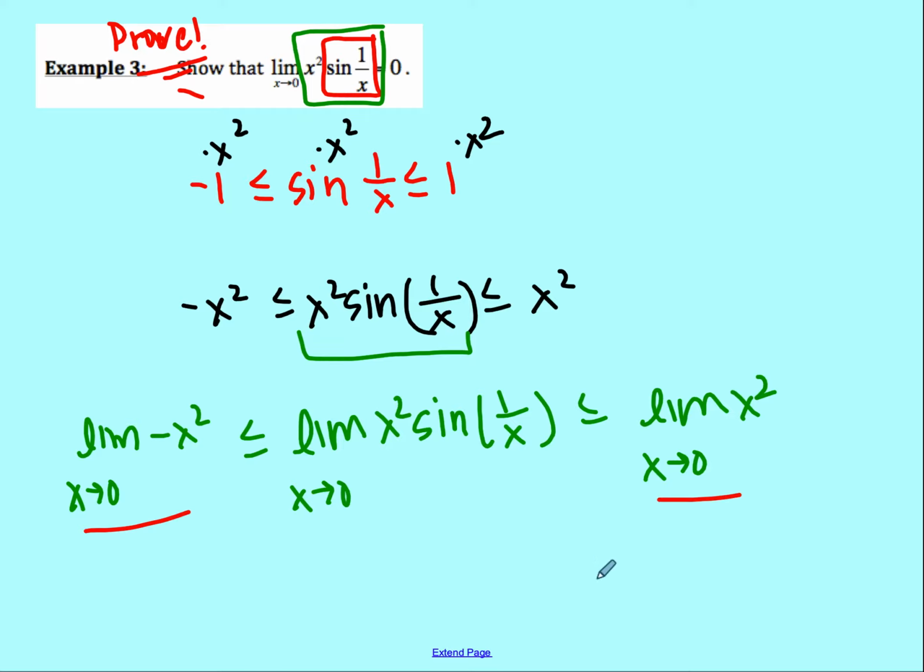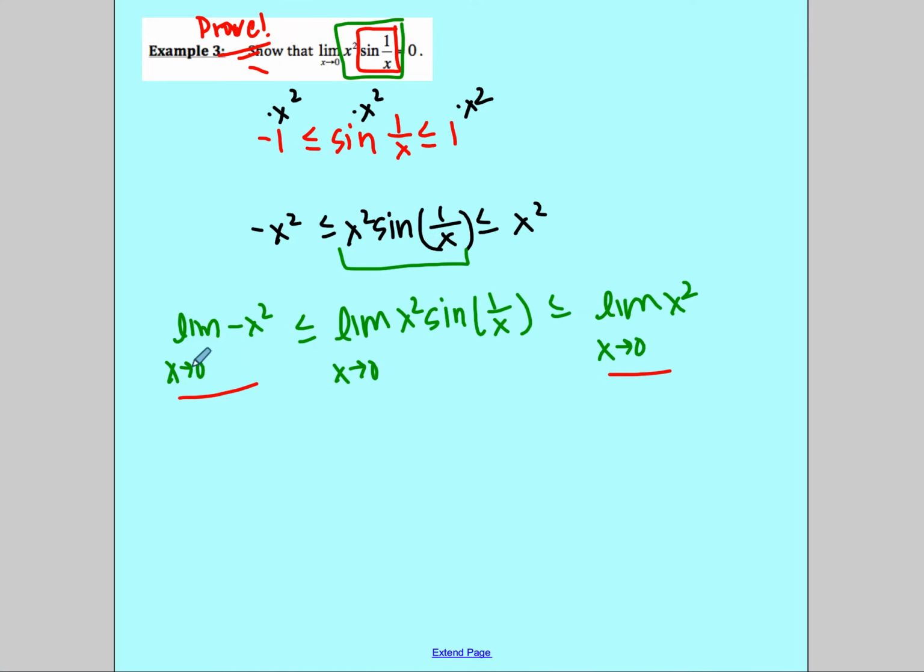Yes, I can. So what I would do is, if I plug in 0 here, I'd have 0 squared, which is 0. Negative 0 is nothing, so it's just 0. And then I would still have my middle part. Same thing here. If I evaluate this limit, 0 squared is 0. So it's saying that the limit of the function I was given is in between 0 and 0. If I'm in between 0 and 0, guess what my middle limit has to be? It has to be 0.